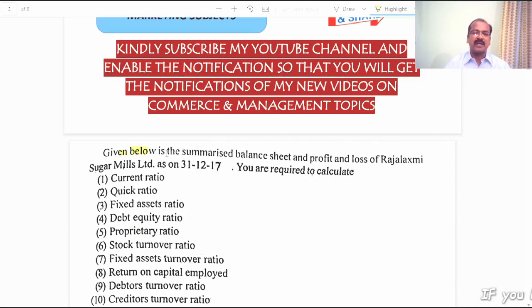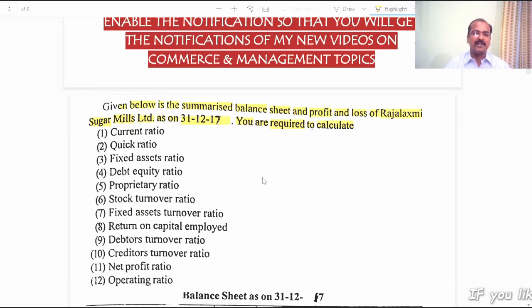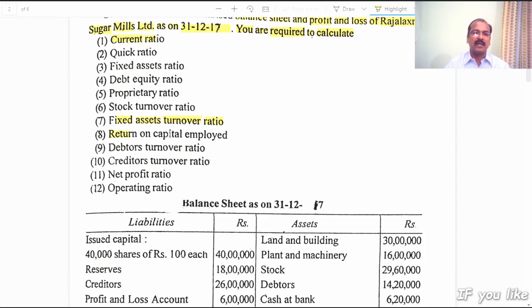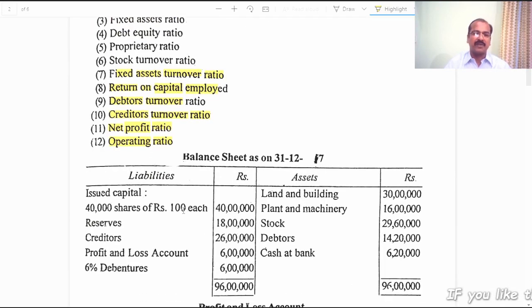Given below is a summarized balance sheet and profit and loss account of Rajalakshmi Sugar Mills as on 31/12/2017. You are required to calculate the following ratios: current ratio, quick ratio, fixed assets ratio, debt equity ratio, proprietary ratio, stock turnover ratio, fixed assets turnover ratio, return on capital employed, debtors turnover ratio, creditors turnover ratio, net profit ratio and operating ratio. Look at the balance sheet of the company.